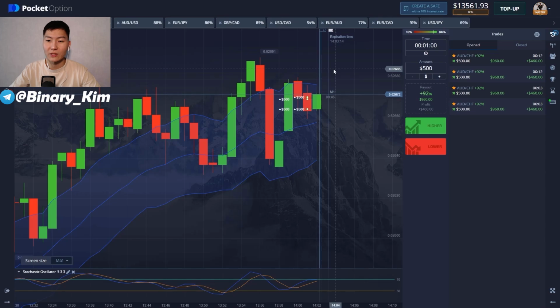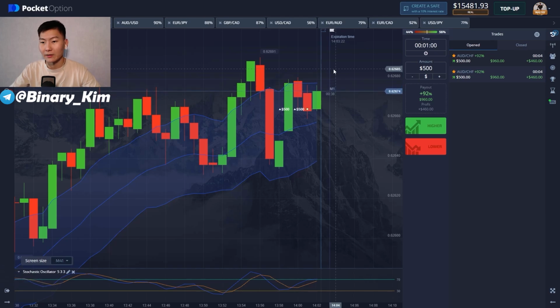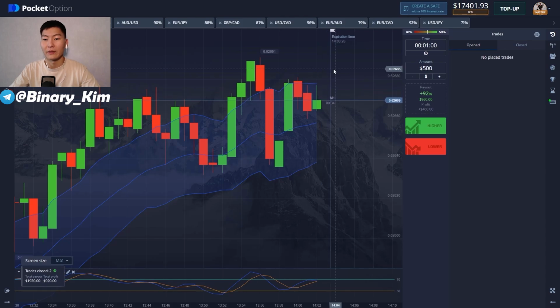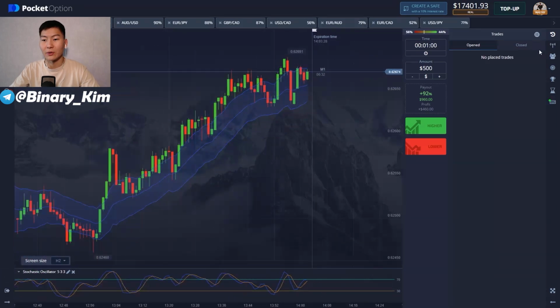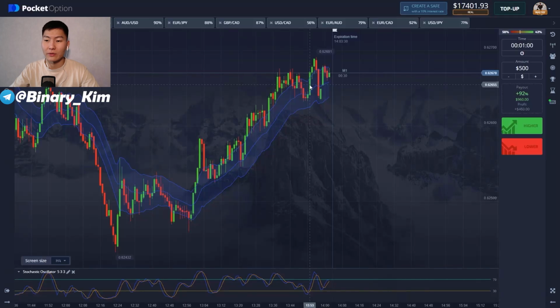The first position ended up at a loss, which was expected. The next one closed in profit, and there are two final positions left. And let's wait for the outcome, and there we go. The final position is in profit, we got $17,000 on the balance. I'm happy with this trading session.